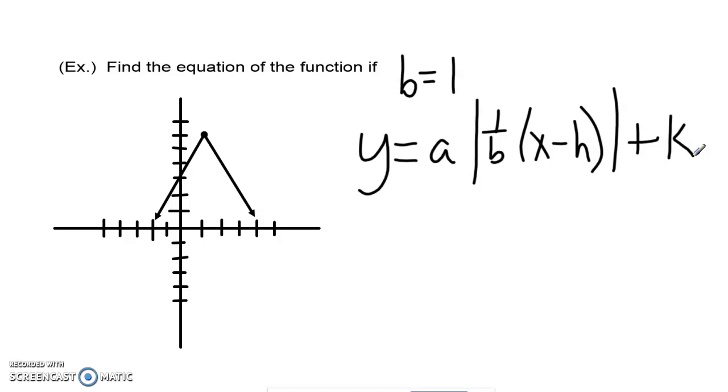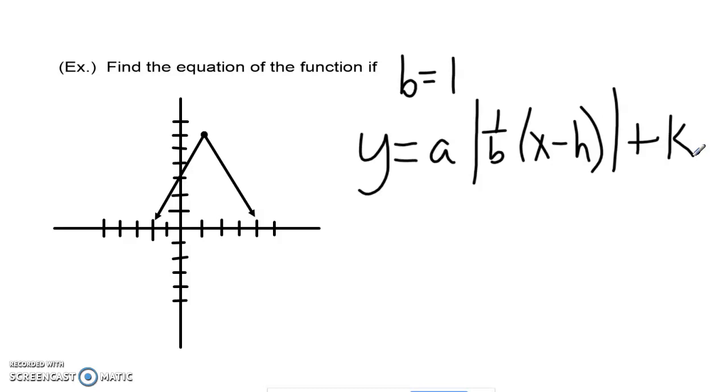We talked about what a and b represented. We talked about h and k. h and k tell us the vertex. And then a and b are vertical and horizontal compressions or shrinks. Okay, so in order to find the equation of an absolute value function graph, we have to let a or b equal 1 in order for us to find it. In this case, we're going to let b equal 1, and then plug in what we know to find the a value.